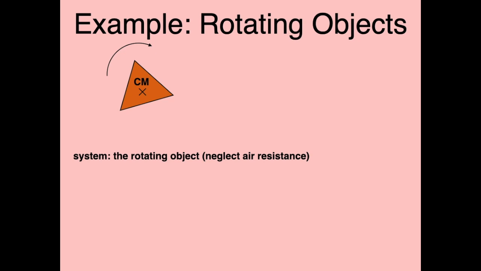So again, the general situation we're looking at here is you throw some object into the air so that it's spinning. We don't really need to specify what kind of object it is, but for here, we'll just say it's some kind of triangular shaped object. We'll mark the center of mass of that object with an X and put that on our diagram. So that's the point labeled CM. And our system that we're considering is just the rotating object. So whatever that object that's flying through the air, that's going to be our system. And to simplify this further, we're just going to ignore air resistance.